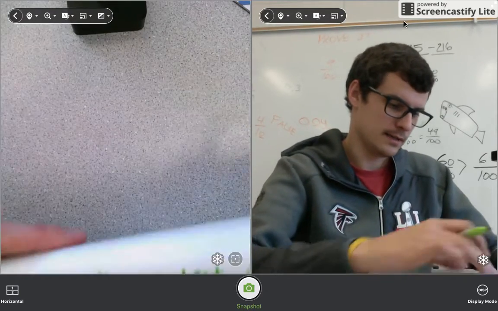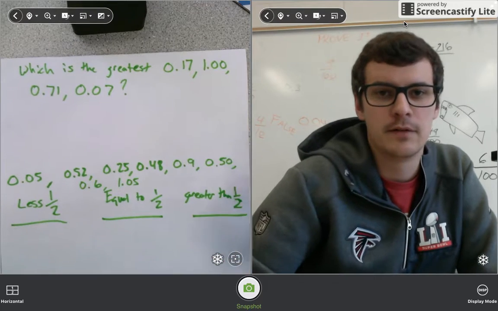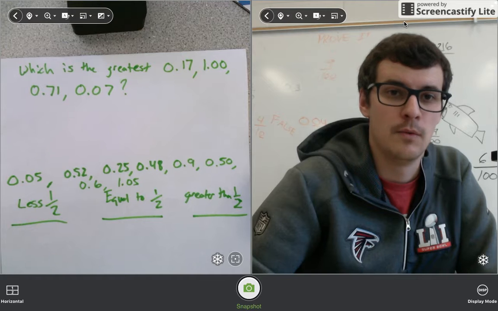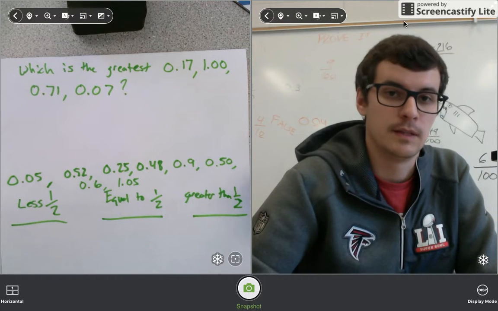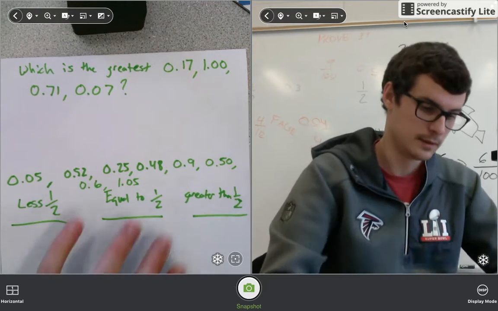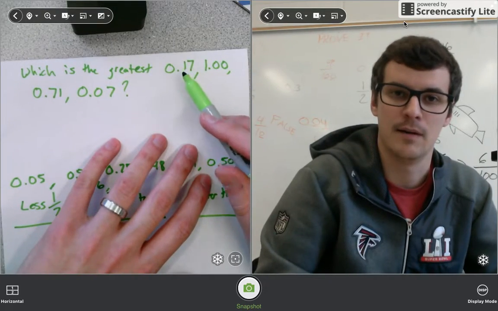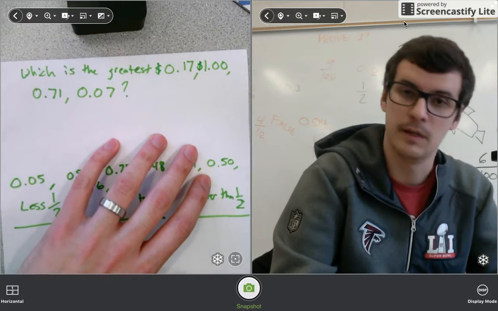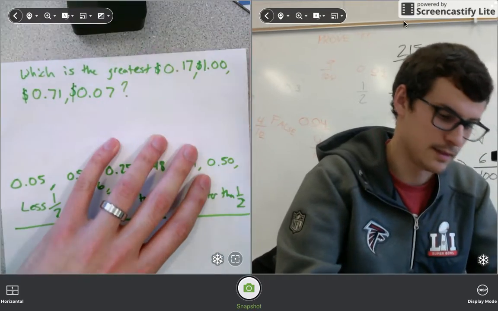Which is the greatest? 17 hundredths, 1 whole, 71 hundredths, or 7 hundredths. So if we look at this, okay, they are all on the same level, 2 apiece. So let's think about this like money. I would have 17 cents, $1, 71 cents, and 7 cents.